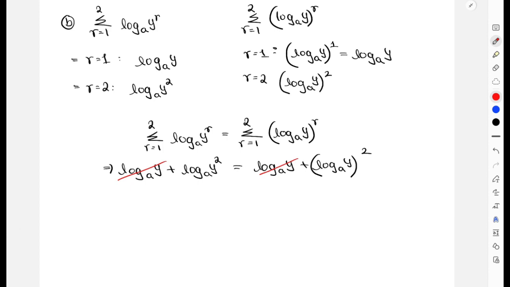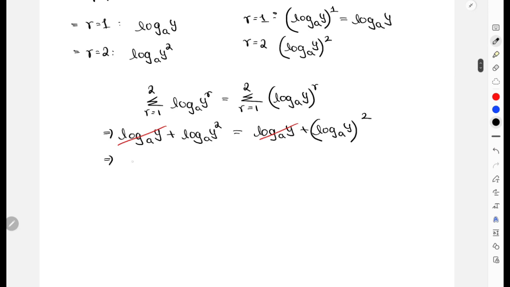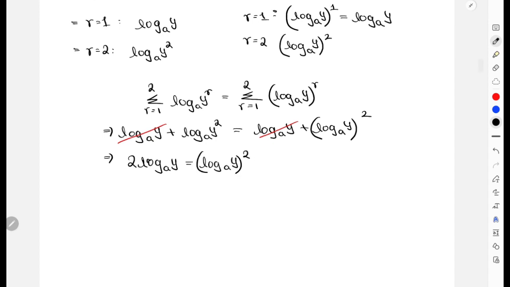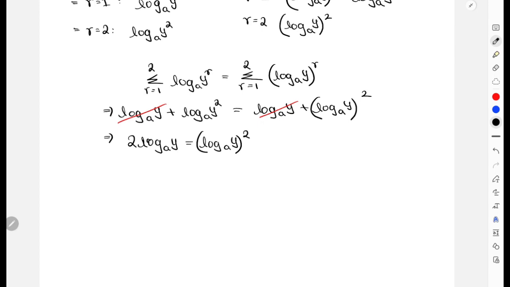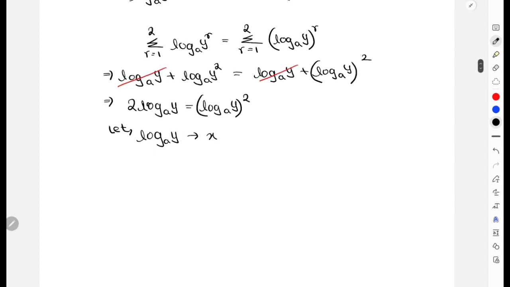So there's no point working with that. Oh wait, no, one minute. Log base a y, yeah, they will just cancel each other out. And another thing, according to our log basics, I can take that power in the front. So using that concept, I will take the 2 in front: 2 log base a y is equal to log base a y whole square. Now you have a whole power square over here, right? Let's just assume that log base a y is x, so that we can see this much more clearly.